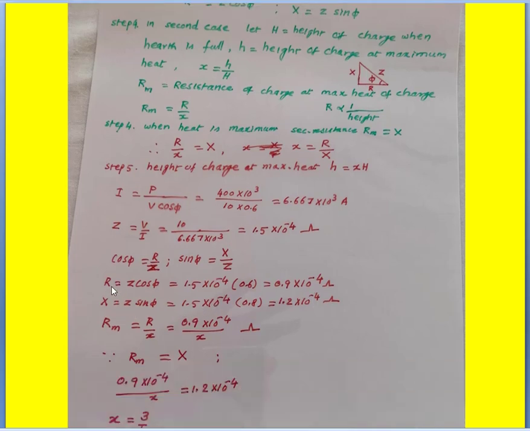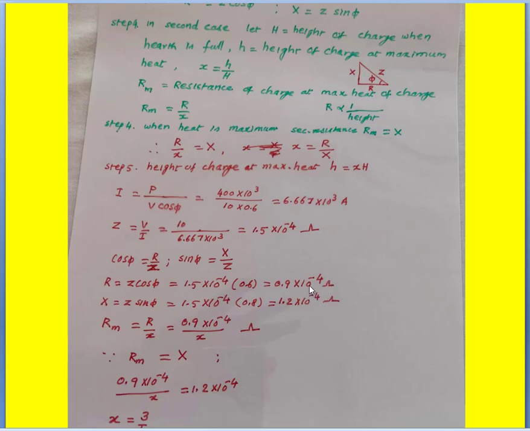So then from this we can write R is equal to Z cos phi, and power factor is given. Z we have calculated. So multiply that Z with the power factor. So we get R value as 0.9 into 10 power minus 4 ohms. So next capital X is nothing but Z sin phi, 1.5 into 10 power minus 4, and because cos phi is given as 0.6 we can say sin phi is nothing but 0.8. So once we simplify it we get 1.2 into 10 power minus 4 ohms.